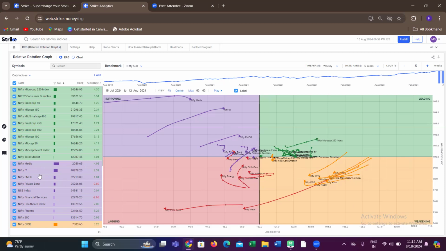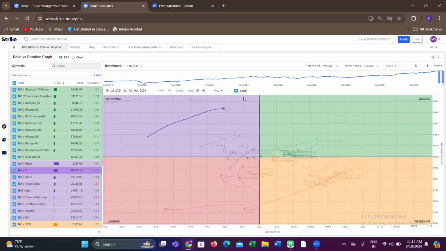So right now I can see Nifty IT having a very good momentum, right? Again, this is not a buy and sell recommendation. This is only for educational purposes, to learn about the RRG chart and how to find out information based on the RRG chart, how to assess the information. So this is having a very good momentum and is headed towards leading. So I'll keep a close eye on it.